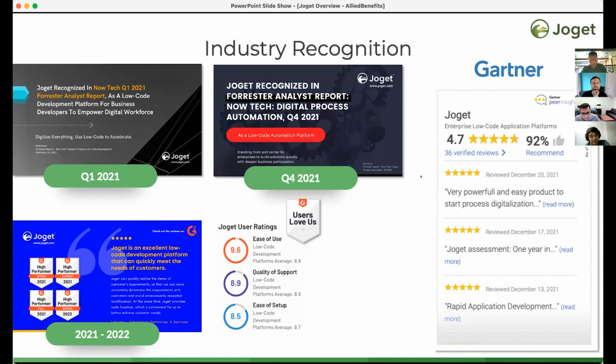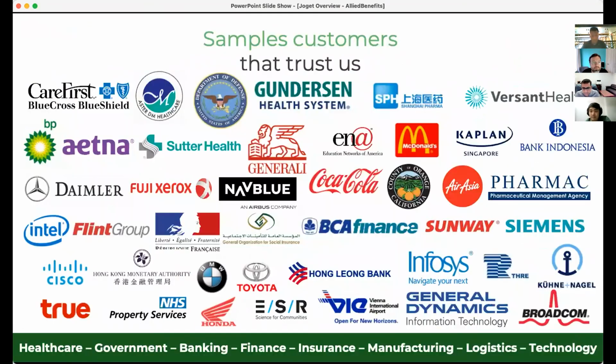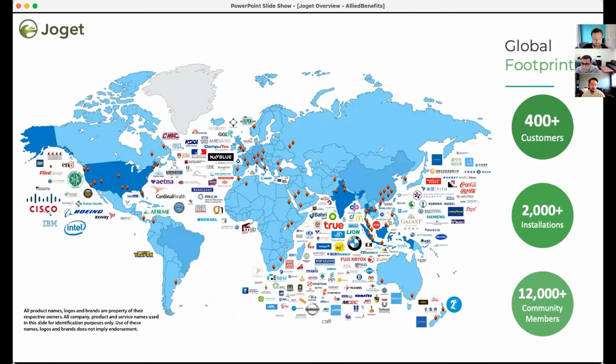Just getting back to it, we have some industry recognition from Forrester. We have a bunch of reviews from our customers on Gartner Insights, and so on and so forth. And, as I said, we have pretty good customers across the globe. We have the Saudi government, the French government, and the Italian government as our customers. And when it comes to commercial, we have Daimler, Toyota, BMW. You can take a look at all sorts of customers in healthcare, government, banking, finance, insurance, and so on. And we have a pretty good spread across the globe.